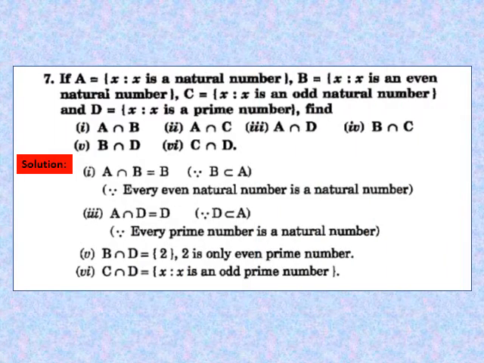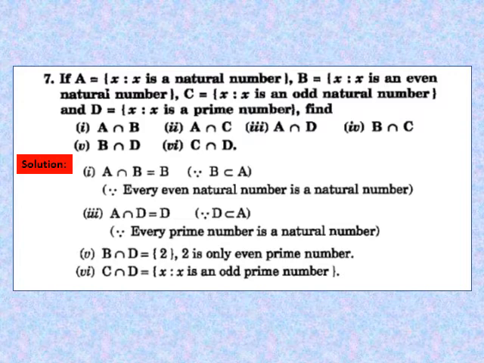Next we have question number 7. If A is equal to {x such that x is a natural number}, B is equal to {x such that x is an even natural number}, C is equal to {x such that x is an odd natural number}, and D is equal to {x such that x is a prime number}, then we have to find these. So first is A intersection B.